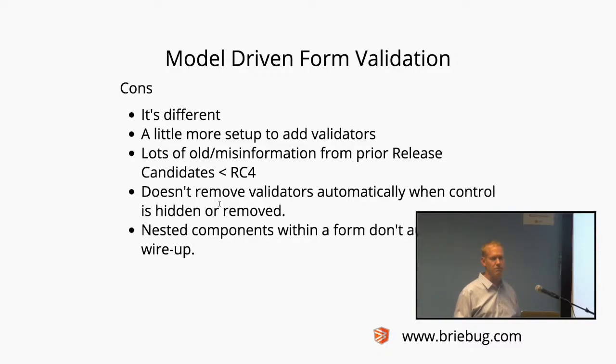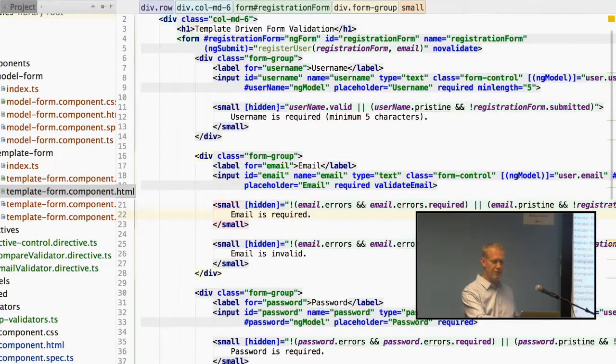Nested components within a form don't automatically wire up. So this form that we're looking at over here, this is great. It's all one nice simple form, right? I'm not using any directives. I'm not doing anything special here. I don't have an address component that I've dropped down on here. If I did, and I just put in my address component, it would not automatically wire up the validation. It'll kind of do it. That's what the real slippery part is. It'll wire up to tell you that it's invalid when it's invalid. It won't tell you when it's been corrected.